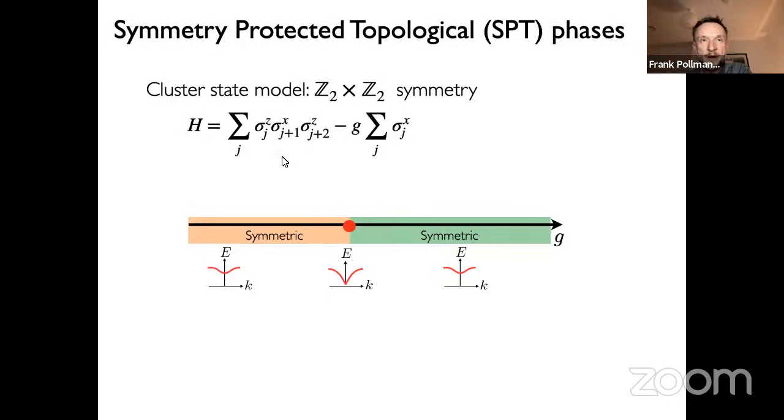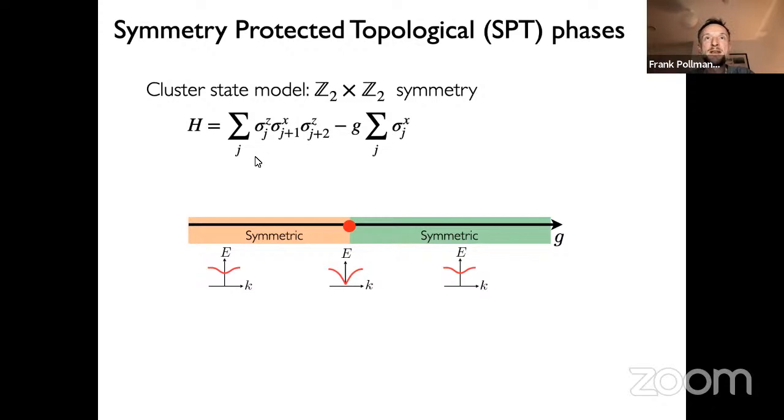What I'm going to do first is give a little bit of background to the physics of these phases of matter and how we can understand them theoretically, and then demonstrate how we can study these properties using quantum computers, and actually show how we can run these ideas on actual hardware. So the starting point is the so-called cluster state model, which is a simple one-dimensional spin chain.